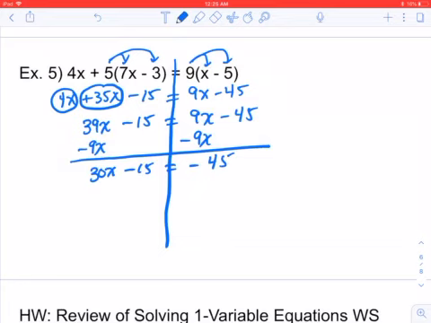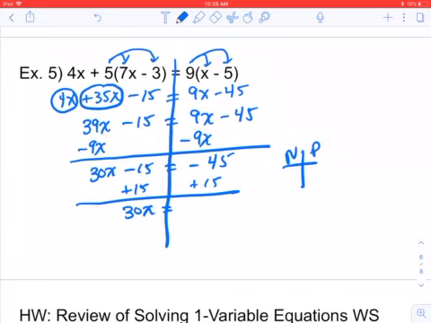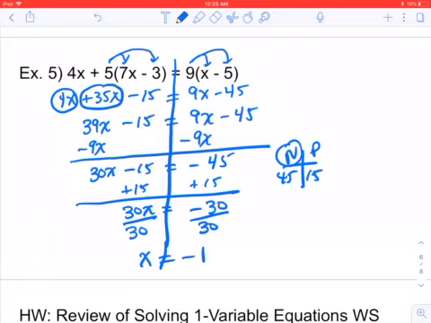Next, we're going to get rid of the ones that are on the same side as the variable. So we're going to get rid of the negative 15. We're going to add 15, add 15. So we've got 30x equals, let's throw those on a scoreboard. 45 is negative, 15 is positive, negatives win, and they win by 30. So divide by 30, divide by 30, and we get x equals negative 1.